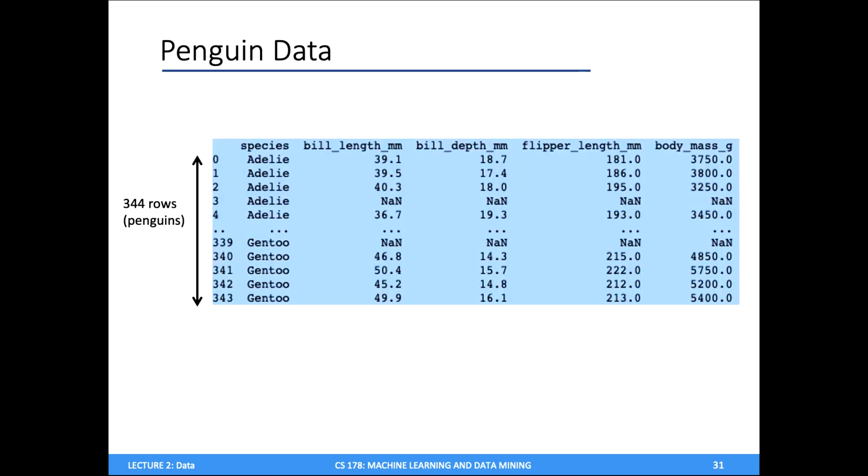So if we stack all our data into a table and visualize it, this is what it looks like. Again, one row per penguin, 4 columns corresponding to each of our 4 features, i.e. our 4 measurements, and then another column corresponding to the class label.